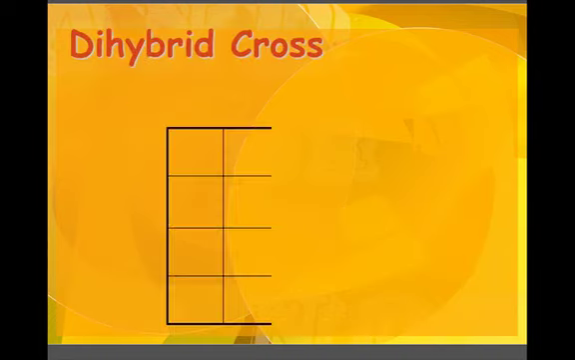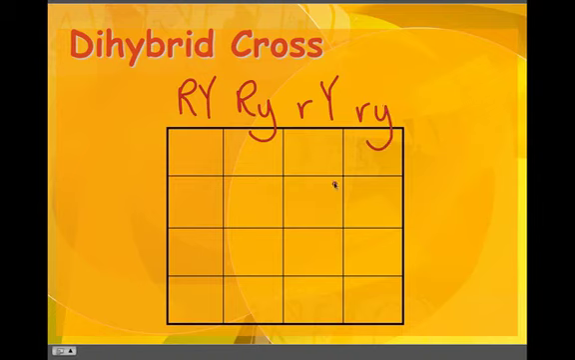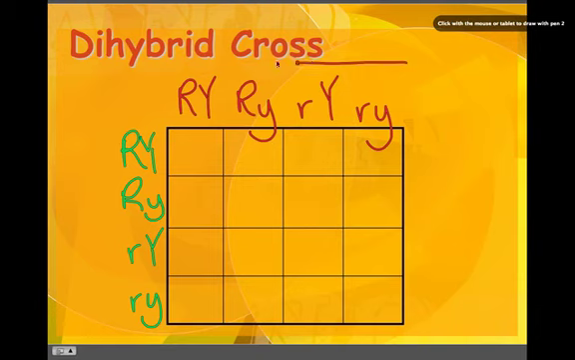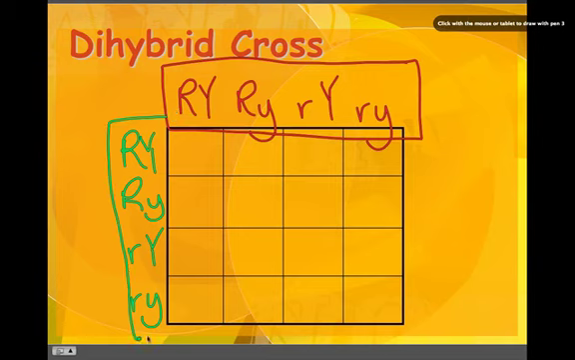So how do we do the cross now? We start out with our Punnett square, and you'll recall that we had big R, big Y, big R, little y, little r, big Y, little r, little y. Big R, big Y, big R, little y, little r, big Y, little r, little y. These are our parents. That's mom and dad.